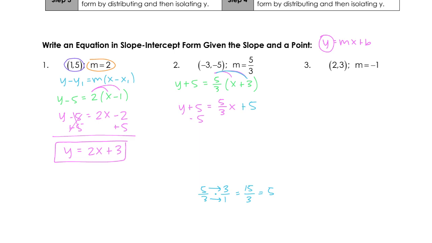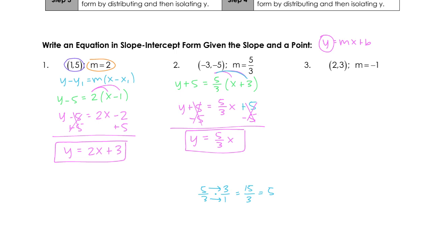Then from here, if we subtract 5 from both sides, you will notice something's going to happen here. Y equals, these 5's cancel out, but these 5's also cancel out. So then all we're left with is 5/3 x. There's our final answer in slope-intercept form.